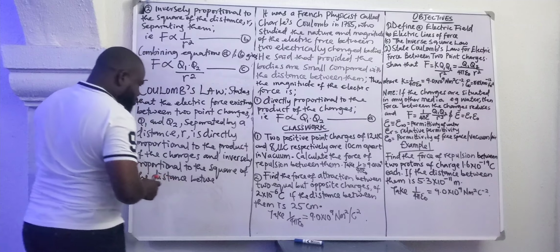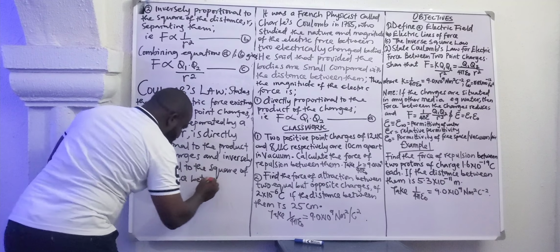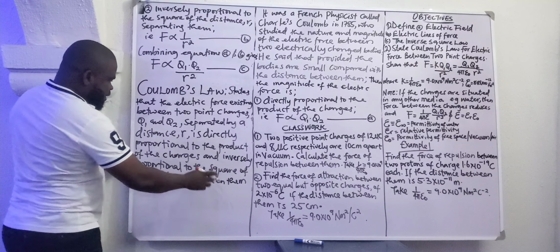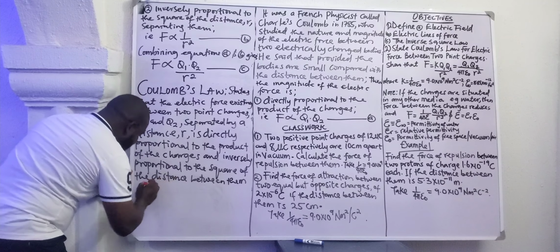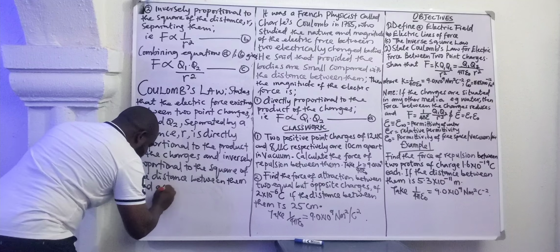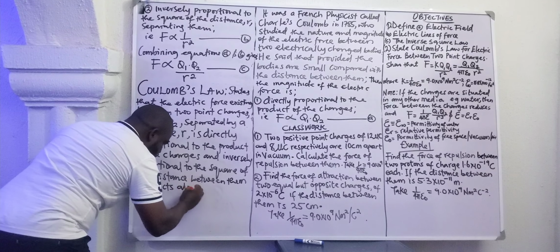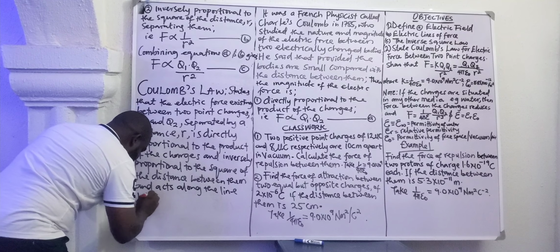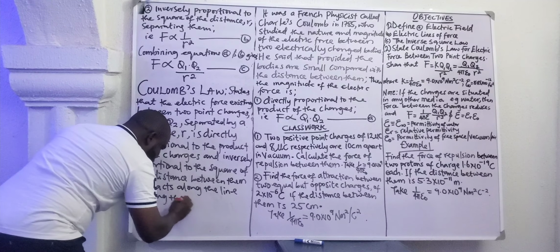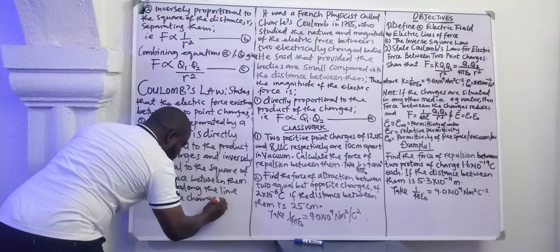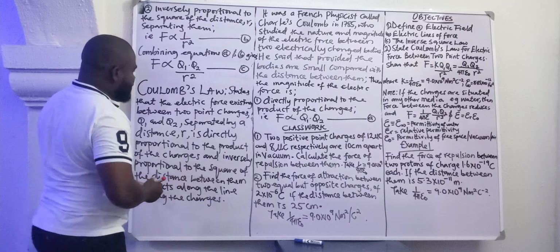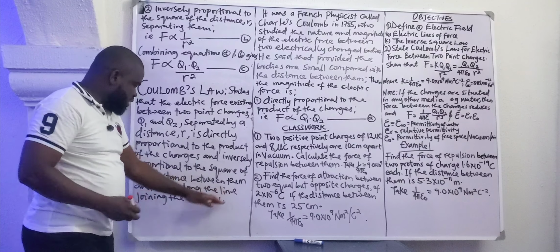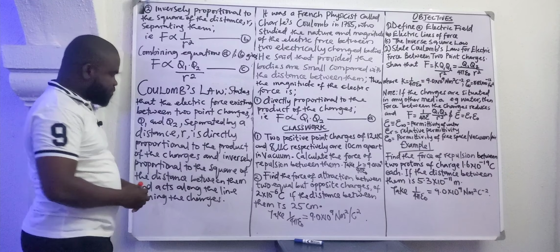Directly proportional, inversely proportional to the square of the distance between what? Between them. I'm going to add a last line to this, which I will explain later, and acts along the line joining the charges. That is, the electric force acts along the line joining the charges Q1 and Q2. I'm going to explain this last line later.